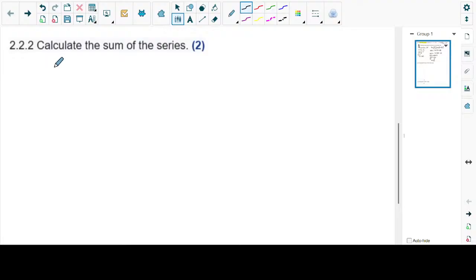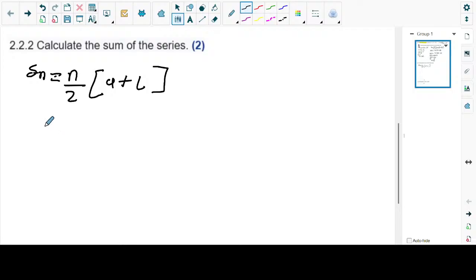There's one which is not in the information sheet, but we should get familiar with. Sn is equivalent to N over 2, open bracket, A plus L. This one is not available in our information sheet, but it works if we know the first term and the last term. So if we know the first term and the last term, we should use it.